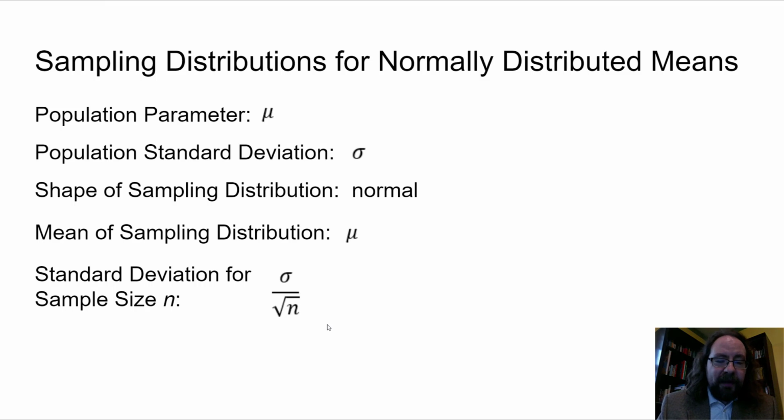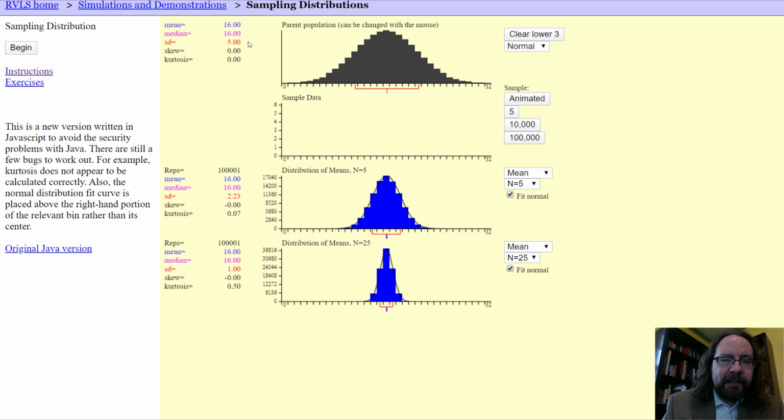Now, that actually worked out very well in the applet that we were looking at, because originally the standard deviation was 5 in this example, and when the sample size was 25, it became 1. So the square root of 25 is 5, so 5 divided by 5 is 1. So it actually worked out very nicely when we had 100,000 samples here.